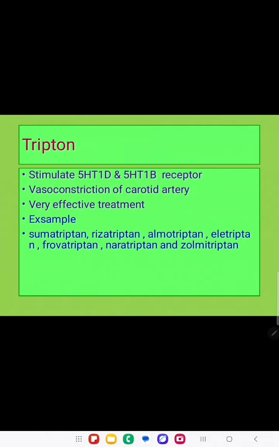Triptan. Triptan is a very effective treatment. Triptan acts at the blood vessel, stimulating the 5-HT1D and 5-HT1B receptors and causing vasoconstriction, so the blood vessel comes back to the normal situation. Examples are sumatriptan, rizatriptan, almotriptan and others.